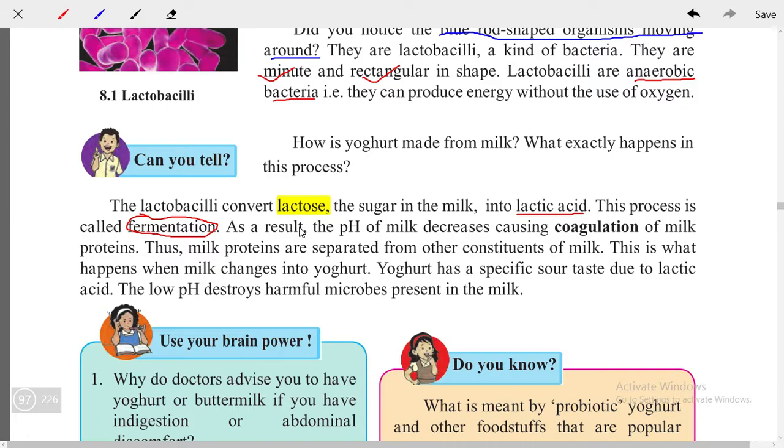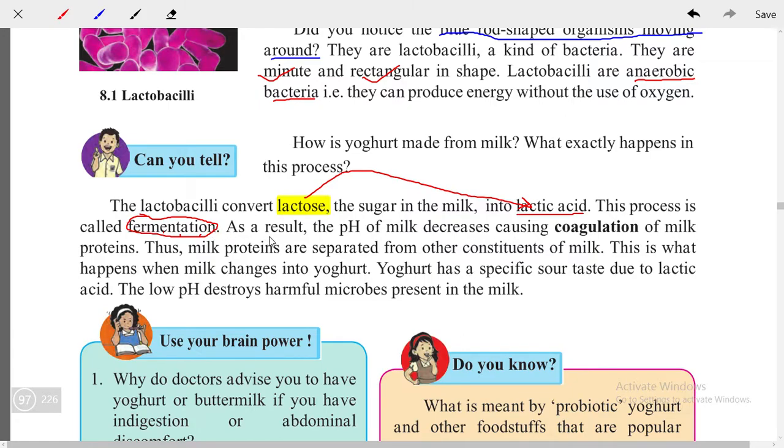Lactose, that is the sugar in the milk, is converted into lactic acid. This process is known as fermentation. As a result, the pH of milk decreases.